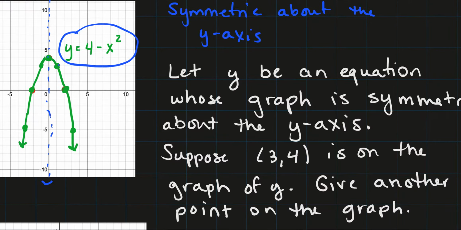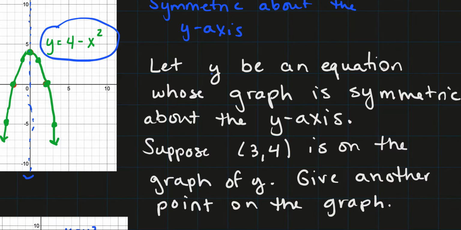But I also know there's a mirror image on the other side. If I plug in negative 1, I get 4 minus negative 1 squared, which is 1, so 4 minus 1 squared, which is 3. So this one would have 1 comma 3 as a point, and also negative 1 comma 3 as a point. And that's what's going to happen here.